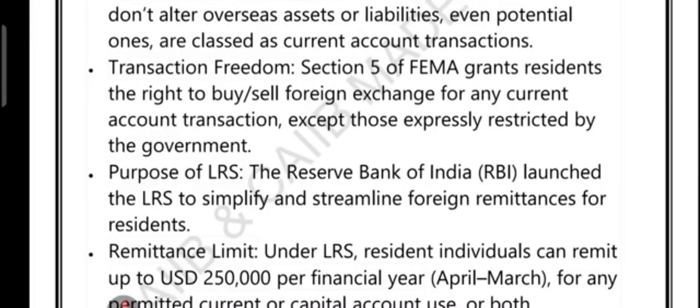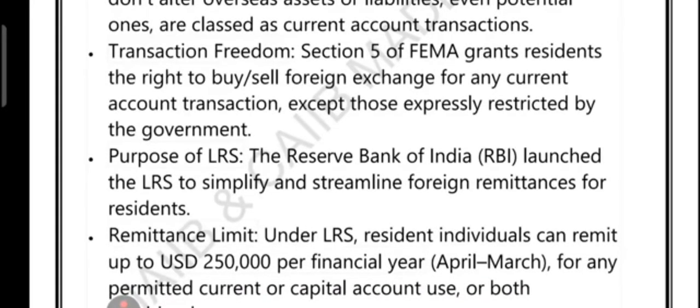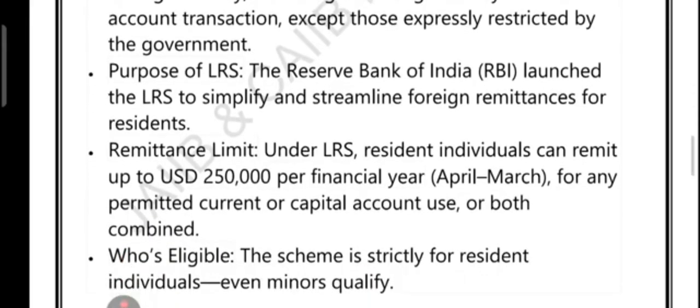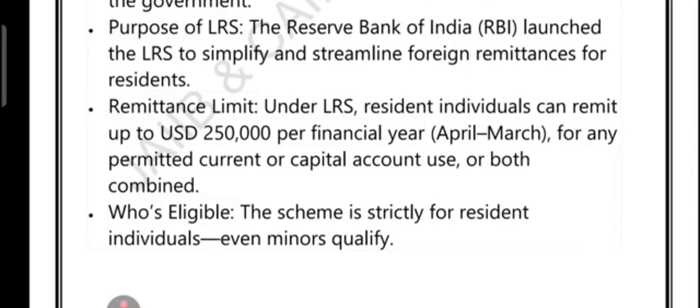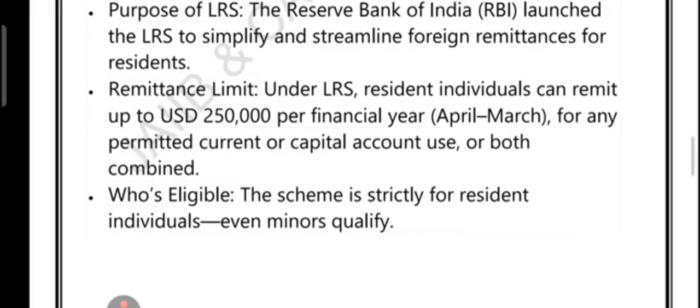Section 5 of FEMA says residents can freely buy or sell foreign currency for any current account purpose, unless the government has specifically restricted it. So to make sending money abroad easier, RBI introduced the LRS, Liberalized Remittance Scheme. Under the LRS, any resident Indian, even a minor, can send up to $2.5 lakh per financial year for approved purposes, whether current account, capital account or both, but it is not allowed for companies or partnerships, right?